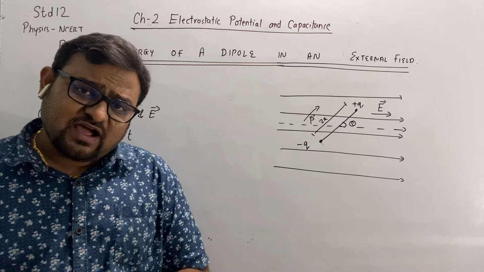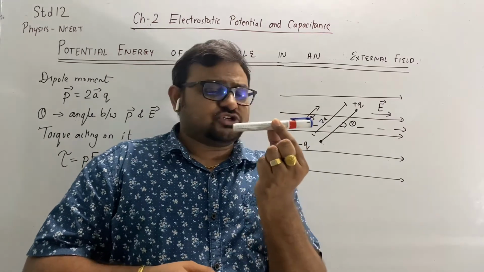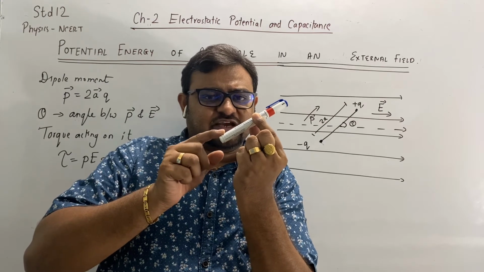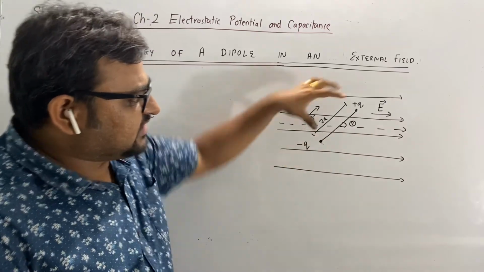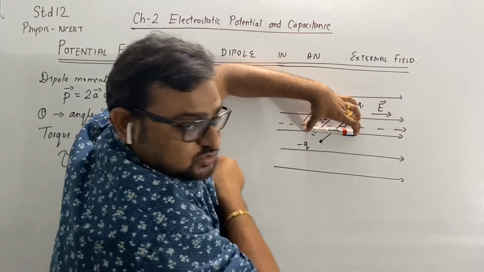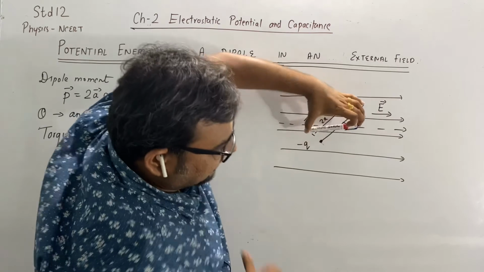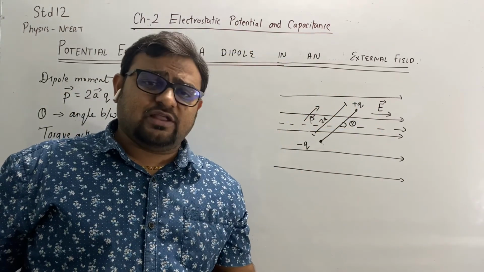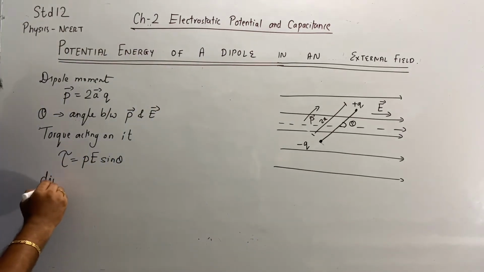Now, let's say this is the position of the dipole. If I rotate it in this way, as soon as I release it, it will try to return to its original place. Here there is positive, here there is negative. The positive charge experiences force in this way, the negative in this way. So it tries to align at zero angle. Okay, clear?